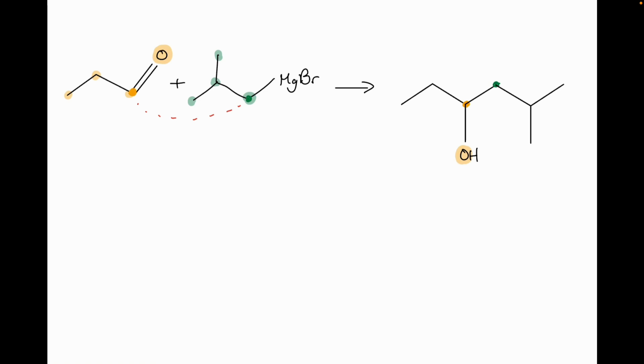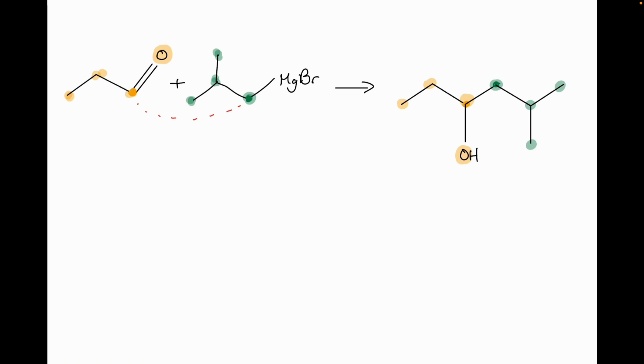oxygen. All right, but again, we can go back and double check, make sure we got the correct number of carbons. So I got 1, 2, 3 from my aldehyde. Those are those 3. And I have 1, 2, 3, 4 from my Grignard. 1, 2, 3, 4. Boom. What's up? All right, so this one doesn't matter.